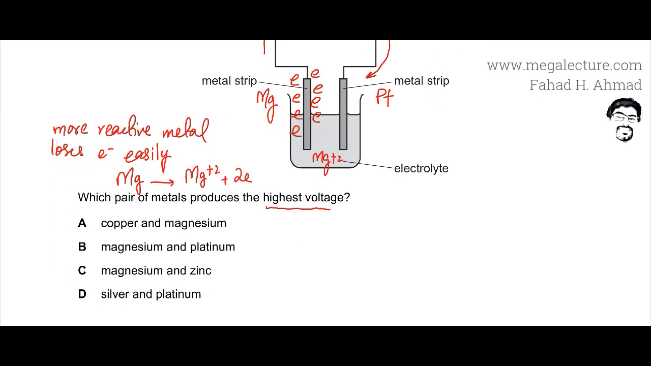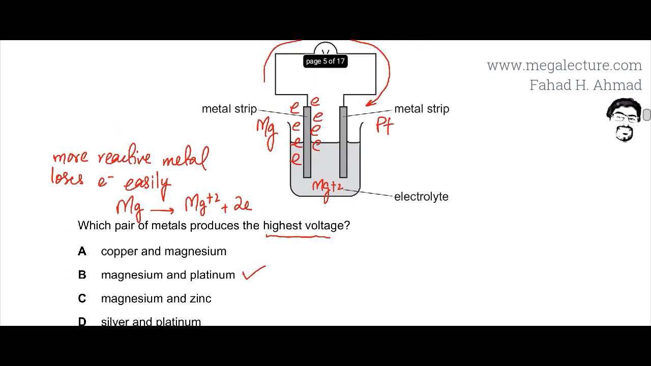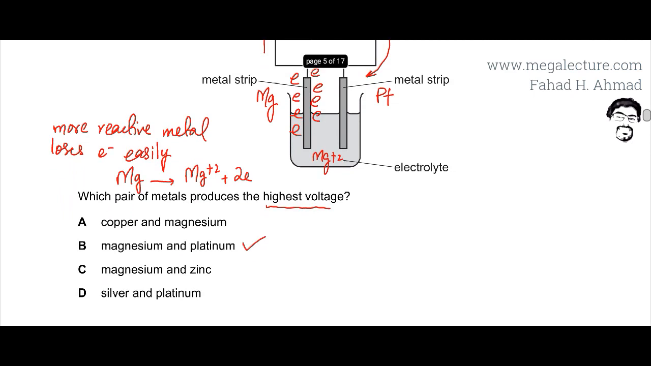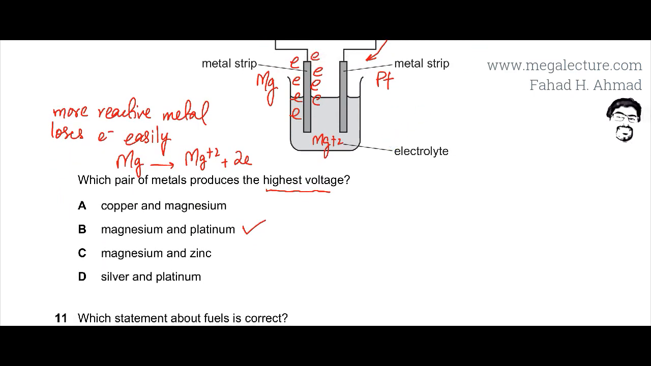You have magnesium and platinum. That is going to produce the most voltage because magnesium is over here, just like our example, the most reactive one, and platinum is the least reactive one. So that is going to produce the highest voltage. The difference in reactivity, Mg would lose a lot of electrons. Those electrons would travel to the other side, and the voltage produced would be very large. So Mg and platinum is going to be your answer, because the difference in reactivity is highest in this option. So option B is going to be your correct option.